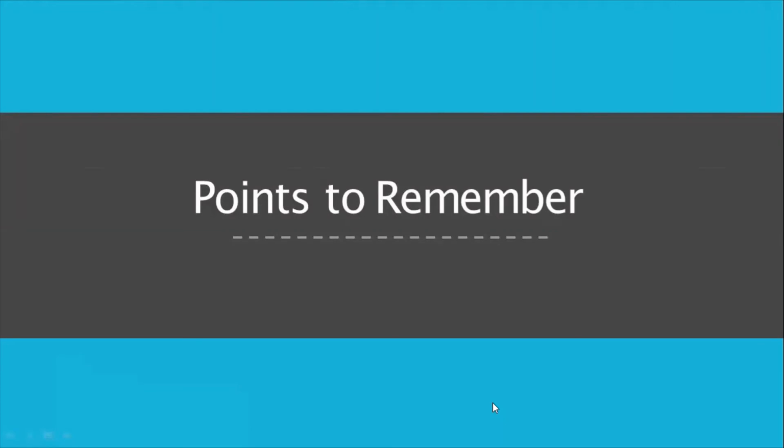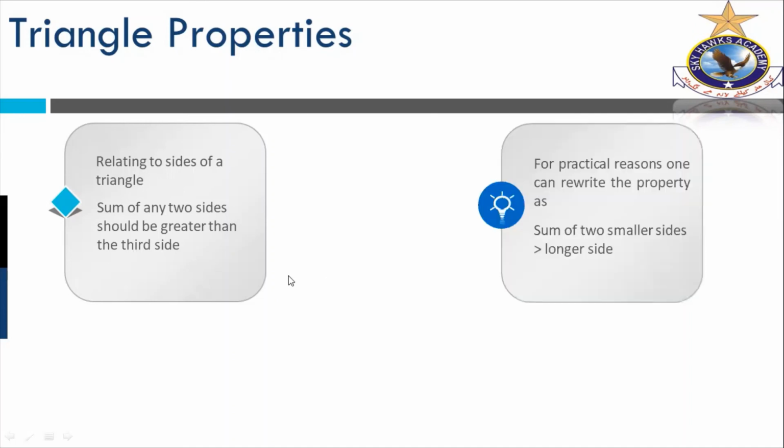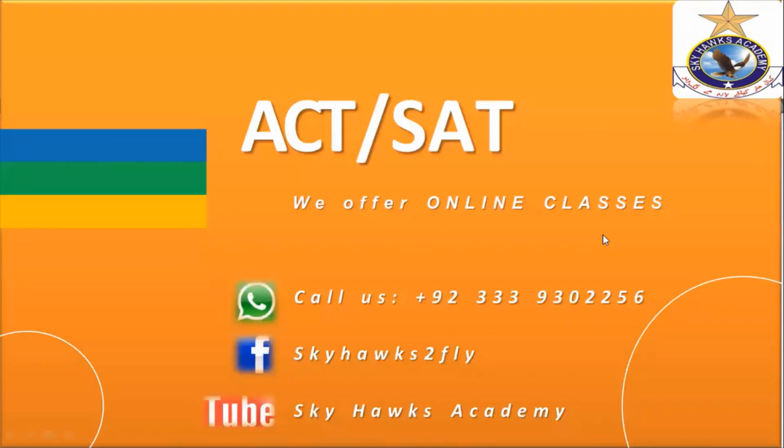So, points to remember. At the end, we can make use of these points for hundreds of problems relating to triangles. Let's see glimpses of these important points. One is triangle properties. There are many, but we'll talk about those relevant to the length of the sides of a triangle. One thing is, the sum of any two sides should be greater than the third side. For practical reasons, one can rewrite the property as: the sum of the two smaller sides must be greater than the longer side. The same thing is written in the other form. So this is all about that.